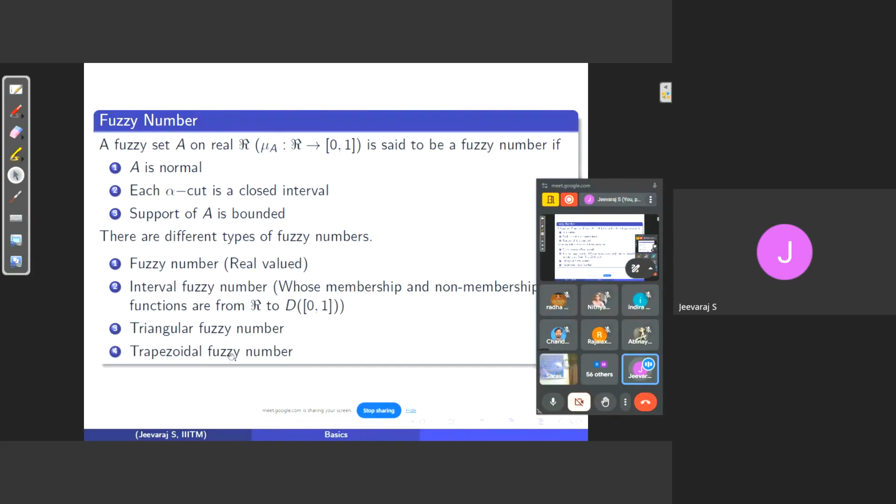And similarly, the trapezoidal fuzzy number. It is nothing but a generalization of the interval fuzzy number. So closed interval A comma B is an interval value fuzzy number. Around closed interval A comma B is a trapezoidal fuzzy number.